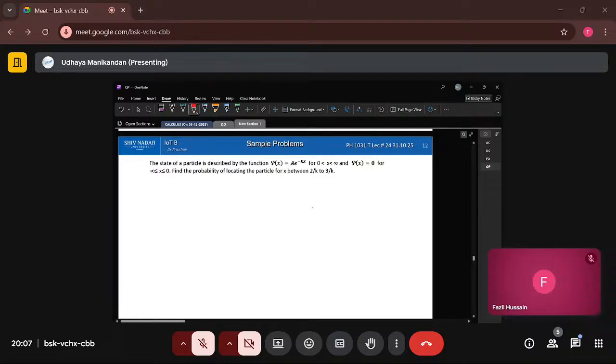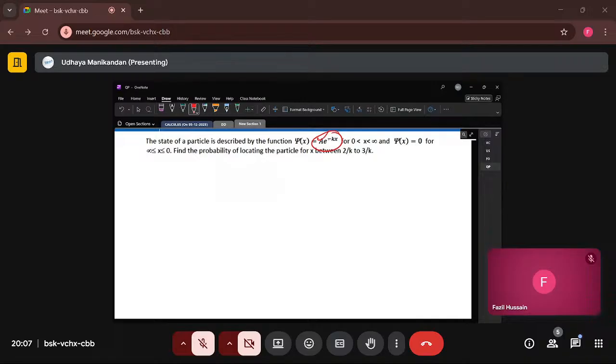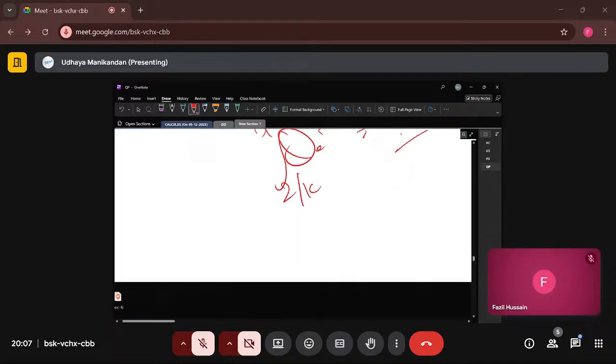The state of a particle is described by the wave function. Find the probability of locating the particle. You see, Ae^(-kx) is given. I don't know what A is. First, I'll put the limits minus infinity to plus infinity in the normalization of Ae^(-kx) and find the value of A, right? And when I find the value of A, I can just substitute A here. What are they asking? They are asking for the probability of locating this particle from 2/k to 3/k. I can substitute the value of k here and find the probability. So yeah, that is the whole point here.